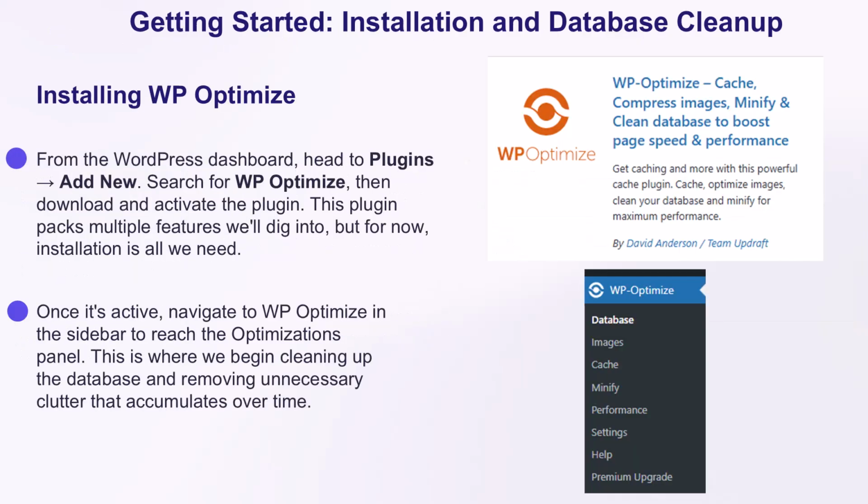Our first step is installation. From your WordPress dashboard, head to Plugins, then Add New. Search for WP Optimize, then download and activate the plugin. Once active, navigate to the WP Optimize tab in your sidebar to reach the Optimizations panel.